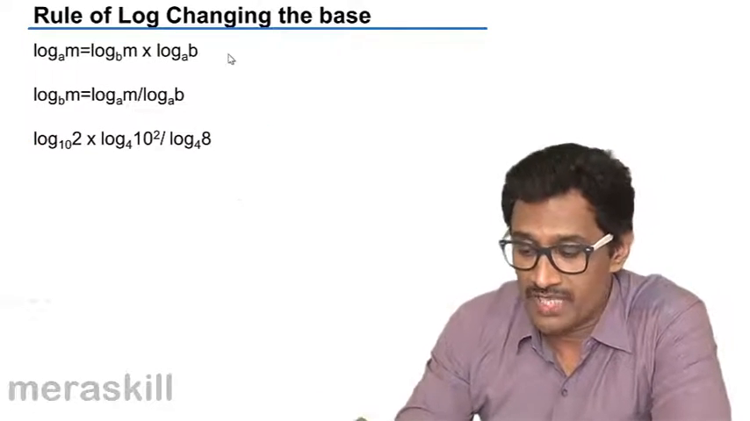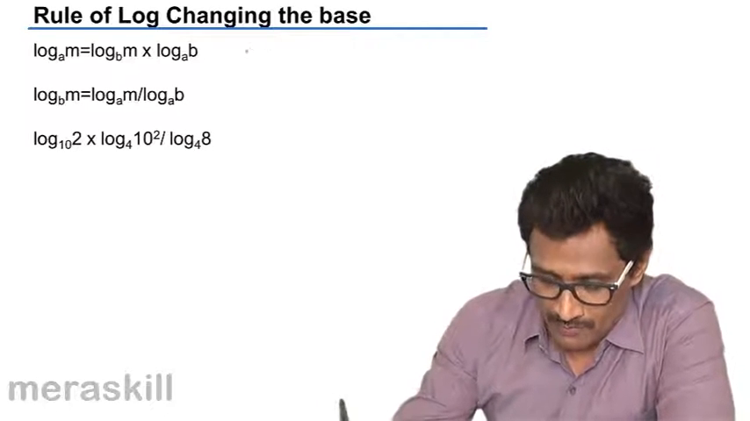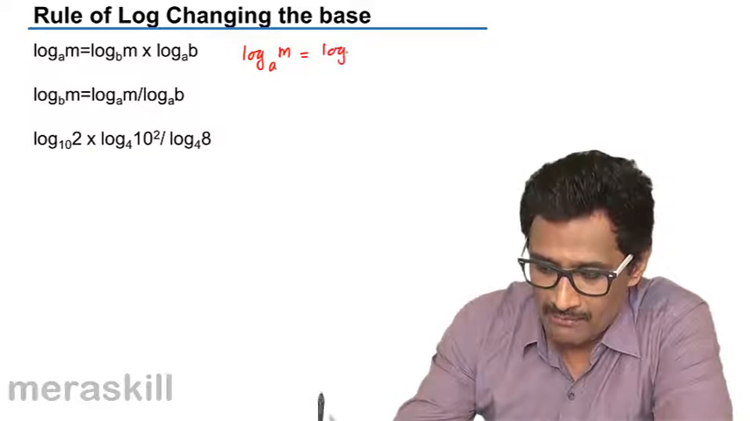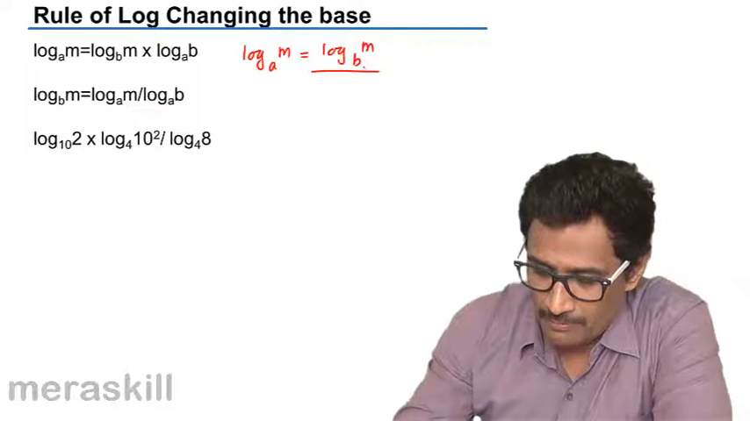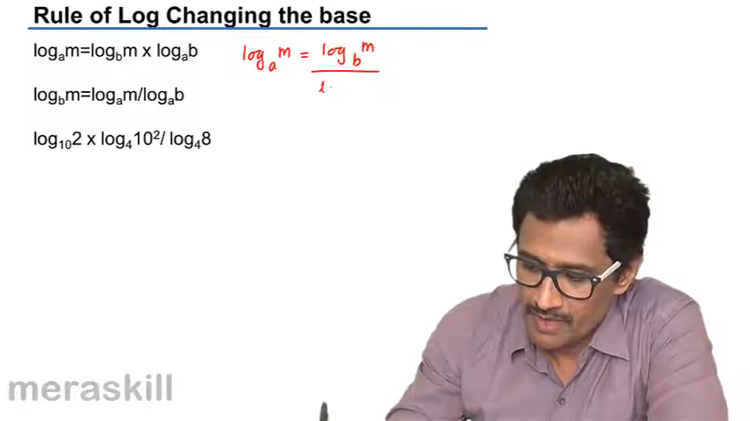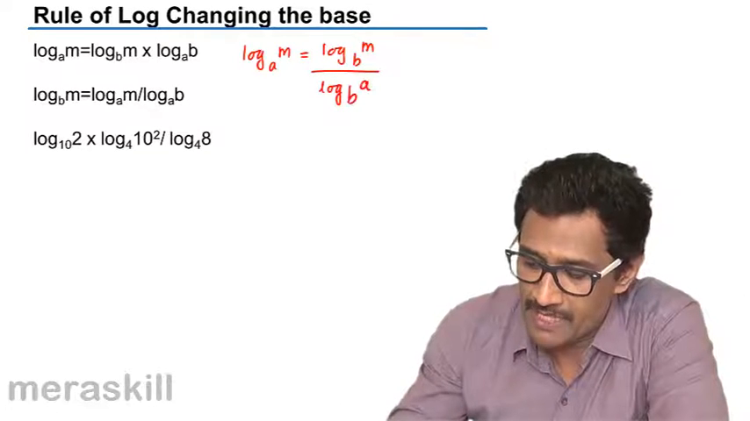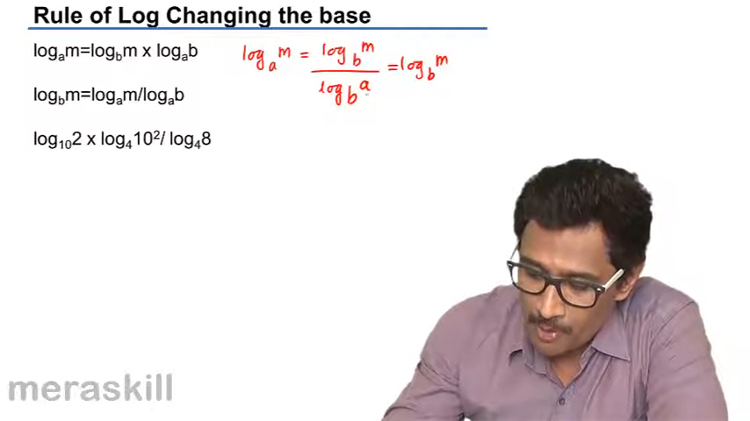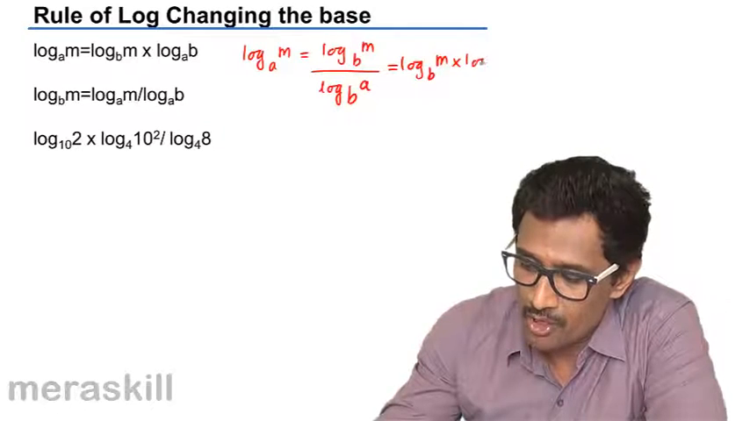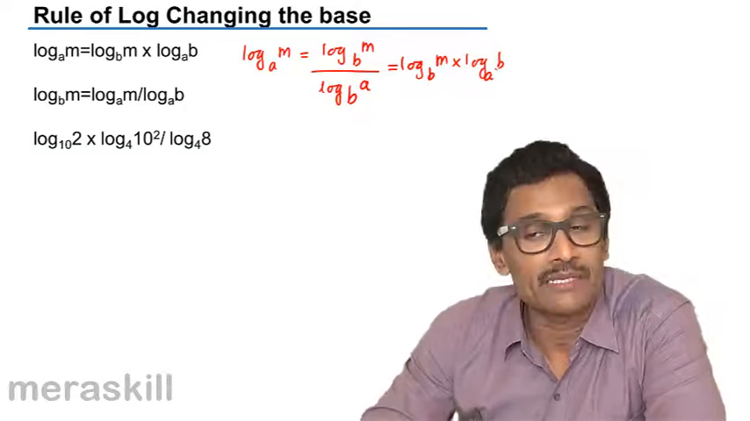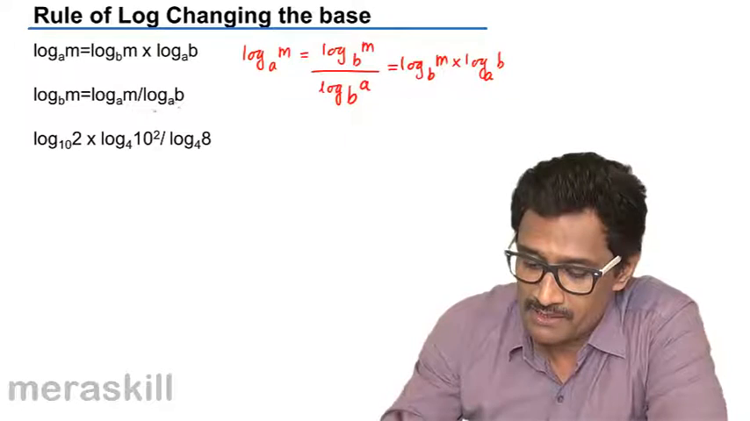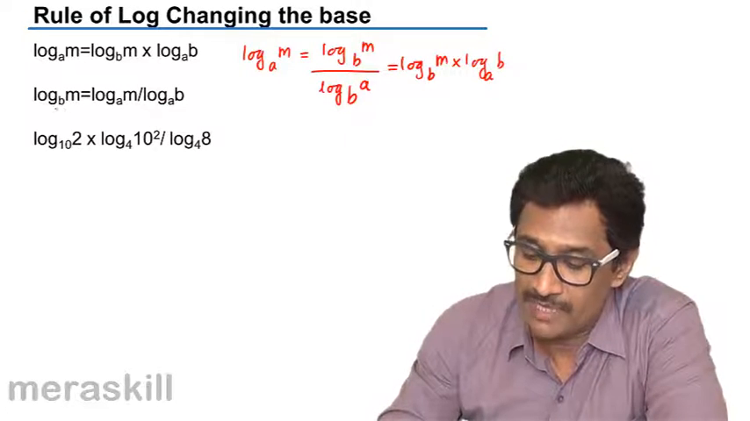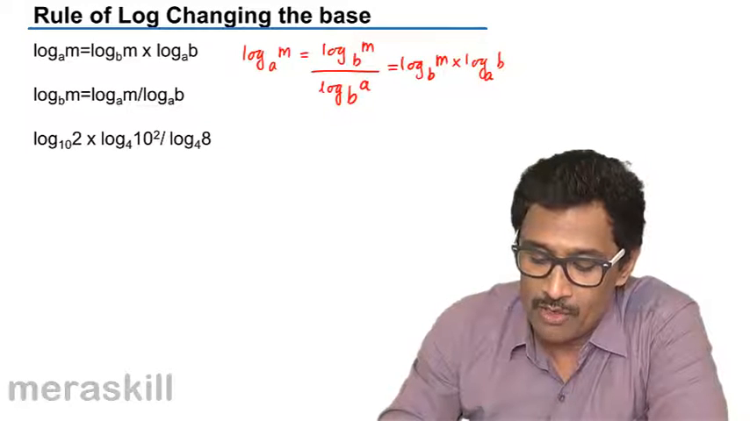So see, rule of changing base, I told you. Log m to the base a is the same as log m to the base b upon log a to the base b. This can be written as log m to the base b. Since it is 1 upon log a, we can write this as log b to the base a. So log m to the base b, so hence we get it like this, or we get it like this. Yes, log m to the base b is log m to the base a, log b to the base a.